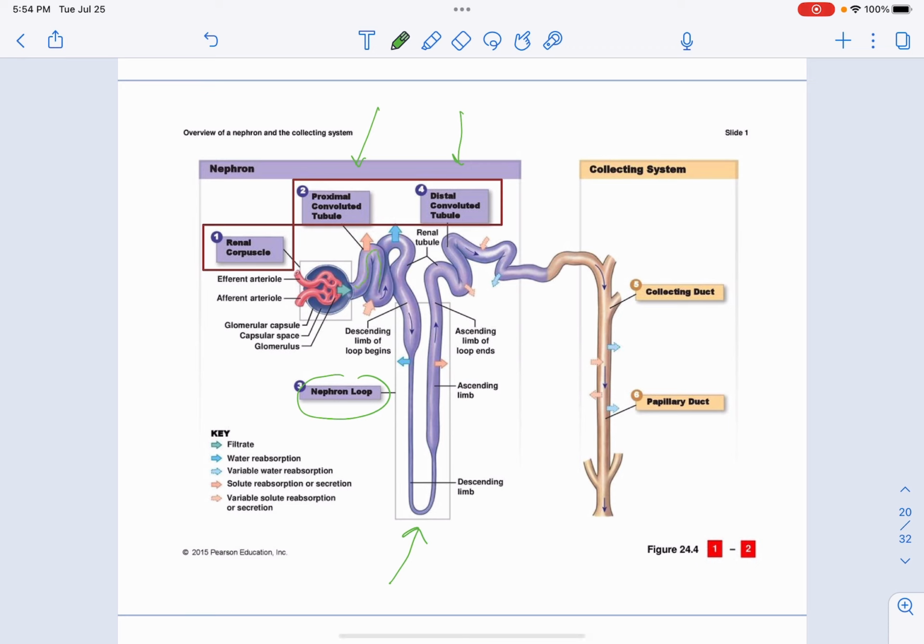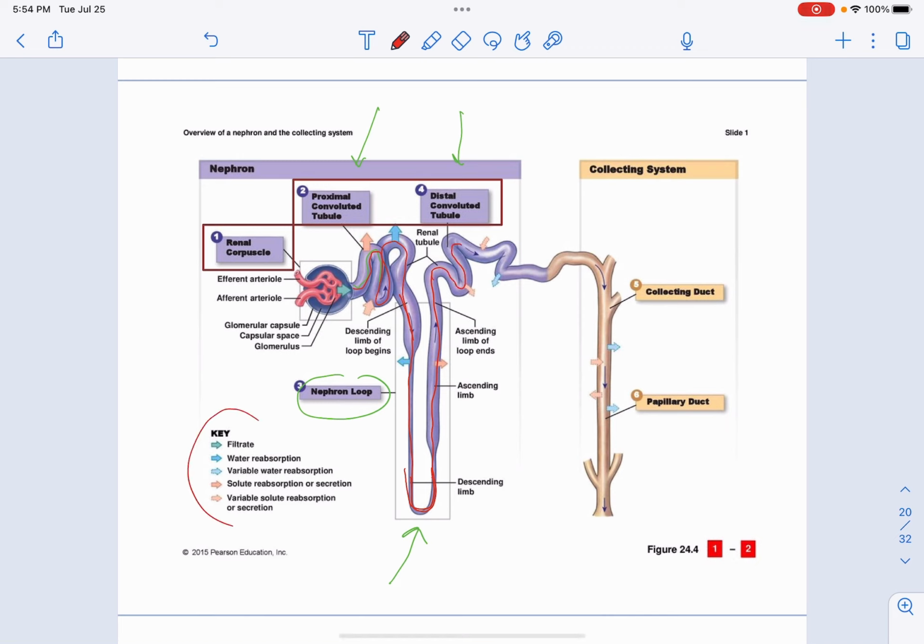So it'll make its way, let me change colors, through this tubule. It'll then be referred to as the descending limb, because we're going to descend now toward the loop of Henle. So this part is the loop of Henle. Then it will go up the ascending limb, and it'll turn into the distal convoluted tubule.